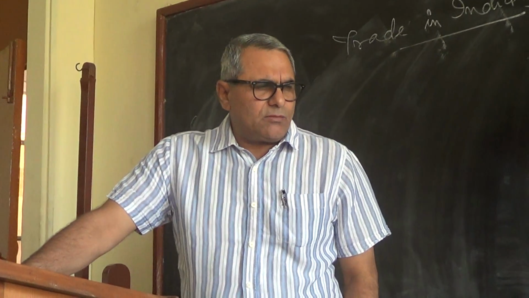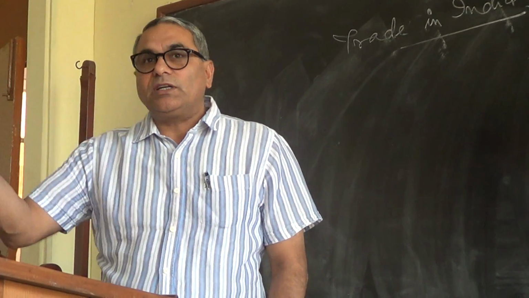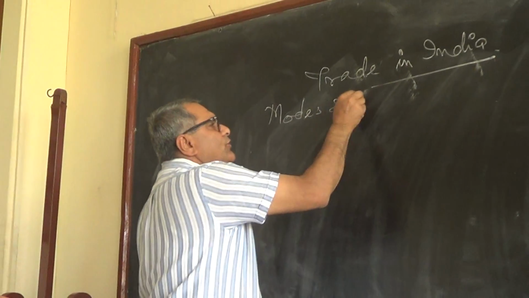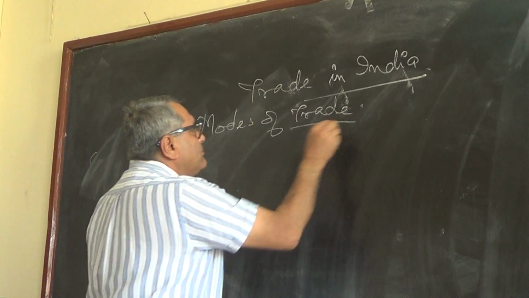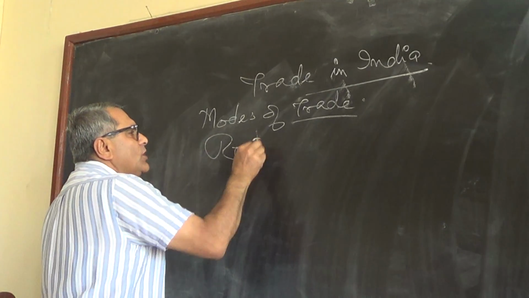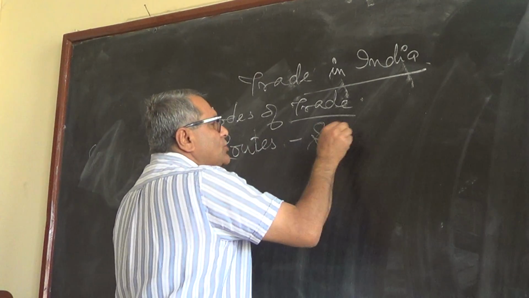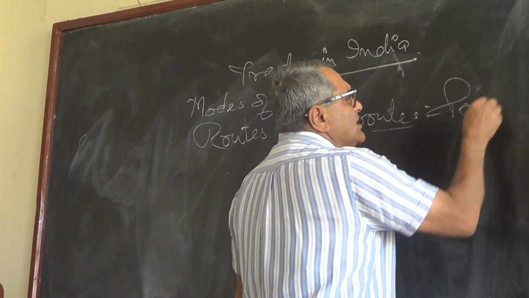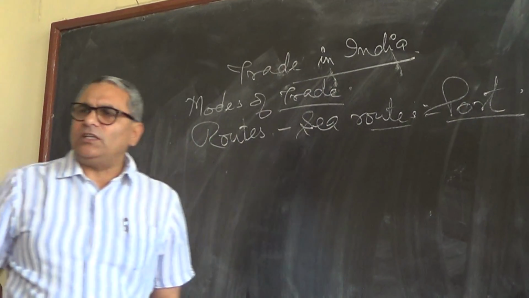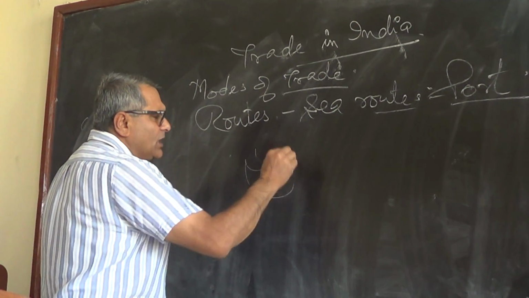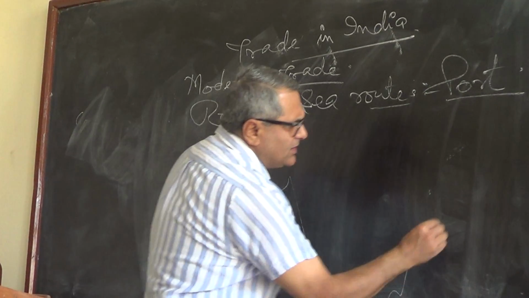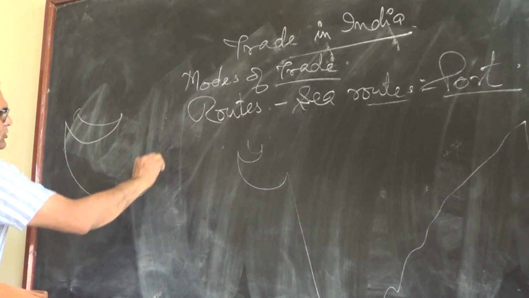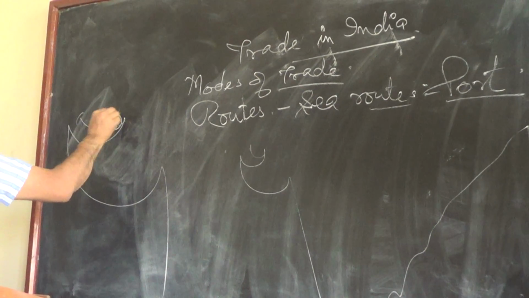So though we are trying to export, what are the modes of trade? Modes means routes, basically sea routes. For sea routes, we have ports, a series of them on the east coast as well as the west coast. If I give you some ports in Gujarat only, we have the Kandla port here.